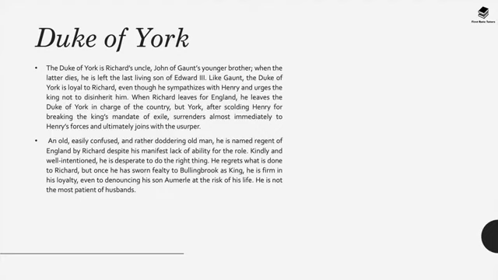He is an old, easily confused, and rather doddering old man. He is named Regent of England by Richard despite his manifest lack of ability for the role. Kindly and well-intentioned, he is desperate to do the right thing. He regrets what he's done to Richard, but once he has sworn fealty to Bolingbroke as king, he is firm in his loyalty, even to denouncing his son openly at the risk of his life. He is not the most patient of husbands.